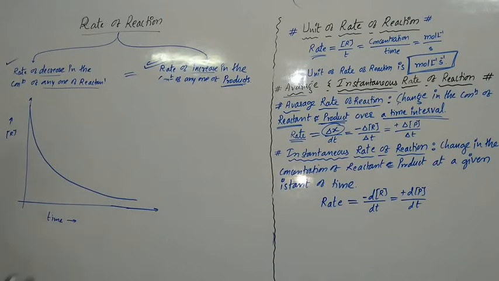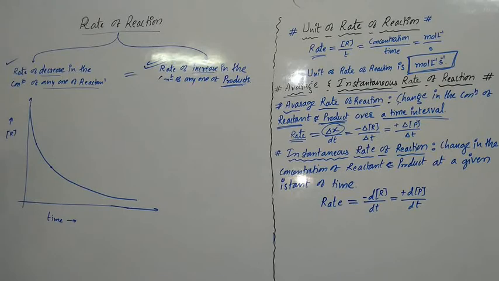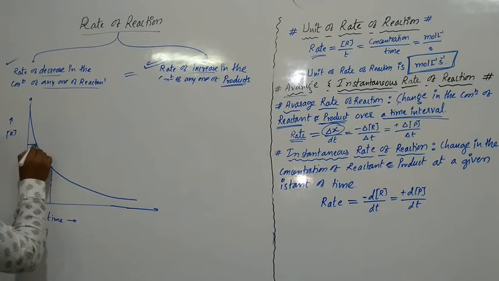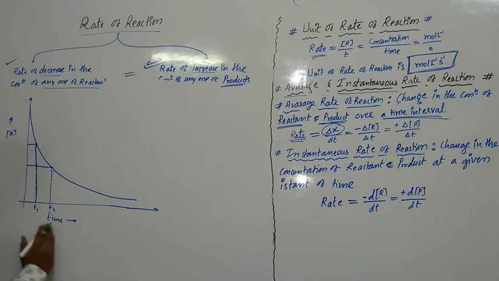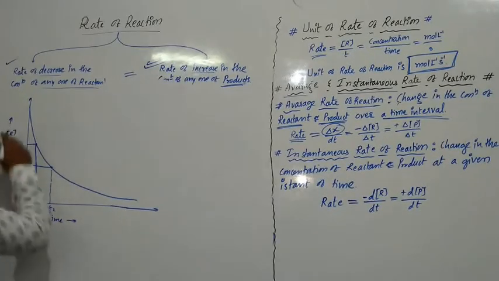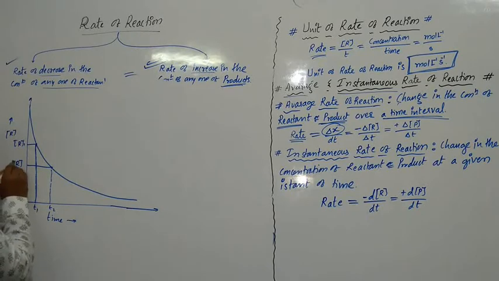Now I want to calculate the rate of reaction at this particular interval of time. How can we calculate? See here, at this point I will take time as t1, at this point time as t2, because I am going from this to this, time is increasing. Here this is our concentration R1 and concentration R2.